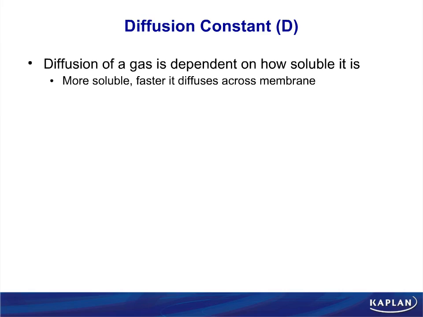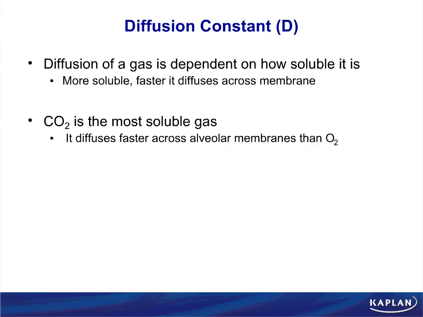Second factor influencing diffusion, directly related, is our diffusion constant. Hey, this is mathematics. We have to have a constant in there. The diffusion of the gas is dependent upon how soluble it is. The more soluble, the faster it diffuses. The only real thing to relate this to for Step 1 is the following. CO2 is very soluble. Oxygen's pretty darn soluble, but not as soluble as CO2. CO2 is much more soluble, thus it diffuses faster across the alveolar membrane than oxygen.